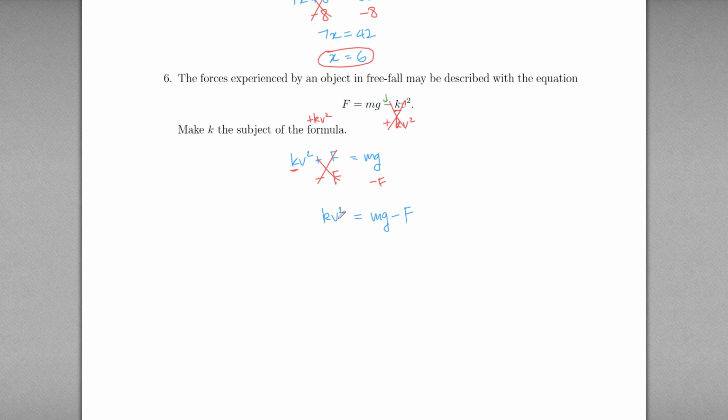And so last thing to do is to kill the multiplication by v squared. I do that by dividing by v squared. So I'll divide it by v squared, divide by v squared, and so I am left with just k is equal to mg minus f over v squared. Show your physics friends, they'll be excited. I don't know. Alright, and so that's the answer to that.